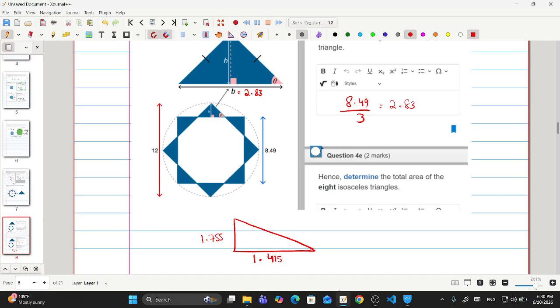If I tell you to find the area of this triangle only, that's 1 over 2 multiplied by the base of 1.415 multiplied by its height 1.755. 1 over 2 multiplied by 1.415 multiplied by 1.755. This becomes 1.242. Now what are we going to do?